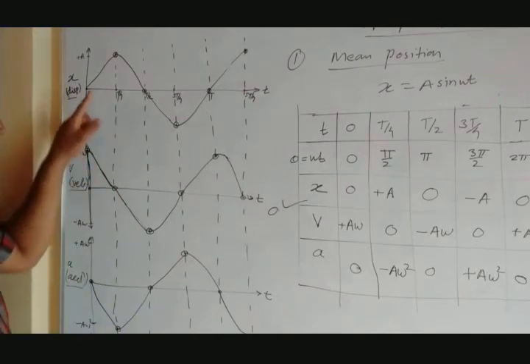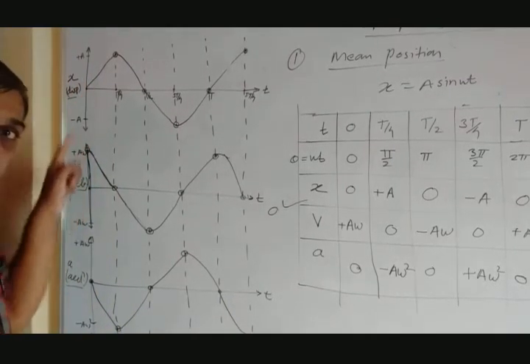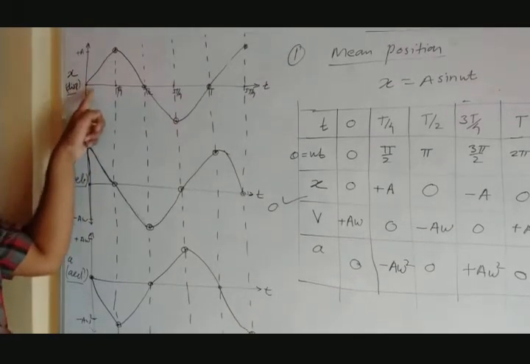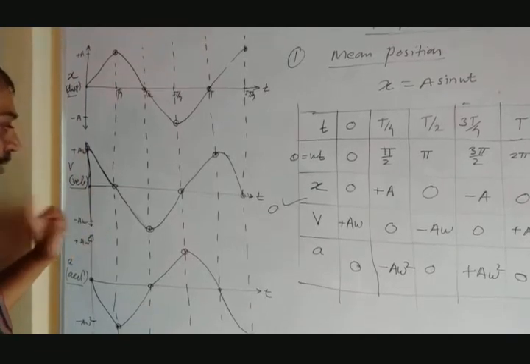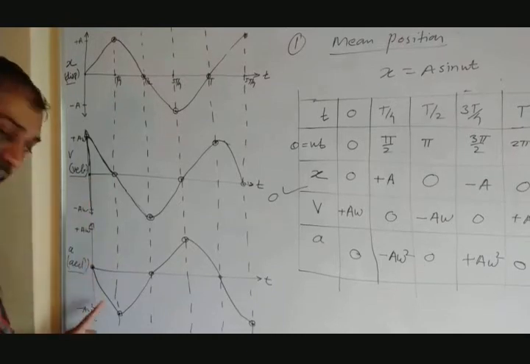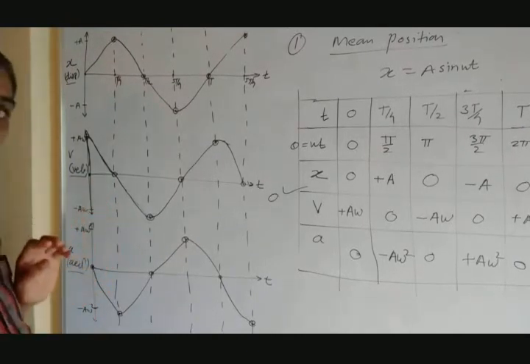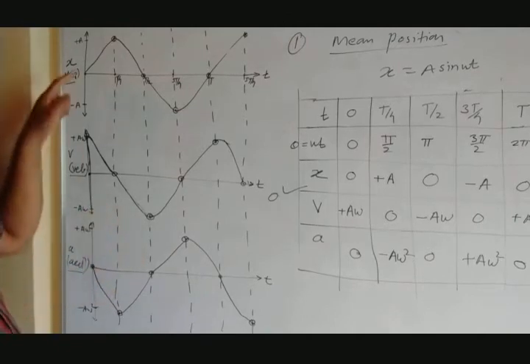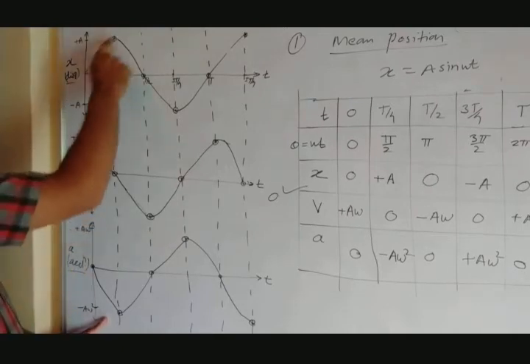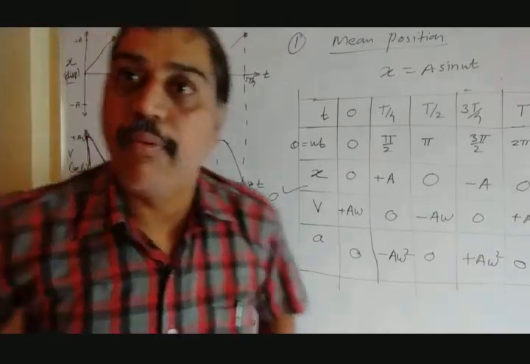Second conclusion, there is a phase difference of pi by 2 radian or 90 degrees between displacement and velocity. Similarly, a phase difference of pi by 2 radian or 90 degrees between velocity and acceleration. And there is a phase difference of pi radian or 180 degrees between displacement and acceleration. 180 degrees means what? One goes up, the other goes down, exactly opposite. So there is a phase difference of 180 degrees.